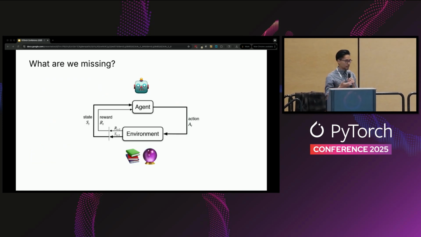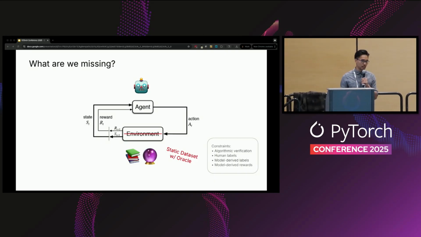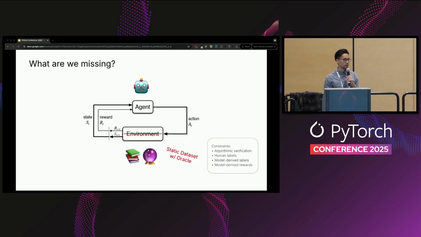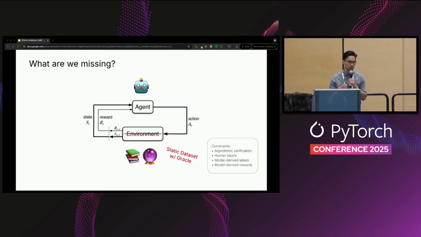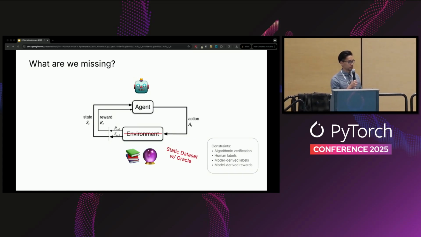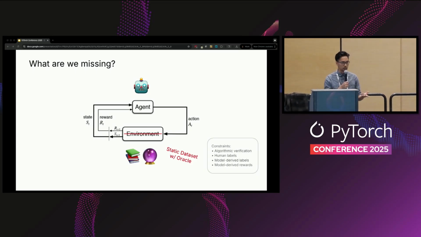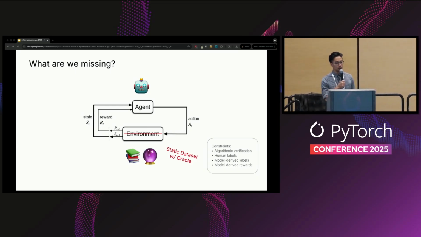So what are we missing in this setting, right? As I alluded to earlier, we have a static data set with an oracle, some kind of algorithmically derived or human label, some sort of way for us to write a function that says, here is the correct answer, right? And you get a +1 or a 0 or a -1 based on the correctness of the answer you provide.